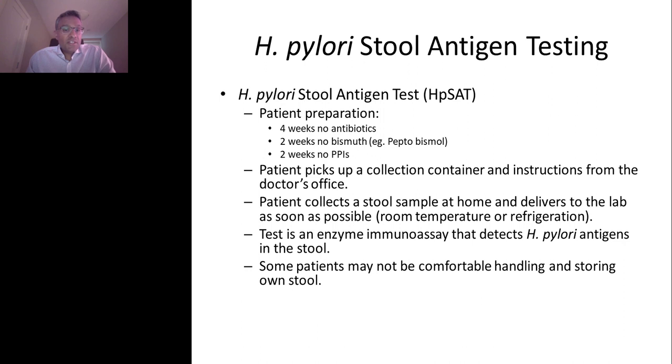H. pylori stool antigen testing is another screening method that's available, and here again, there are patient preparation steps: 4 weeks of no antibiotics, no bismuth products for 2 weeks, and no proton pump inhibitors for the same amount of time. The preparation is simple, however, because the patient essentially takes home a collection container and instructions from the doctor's office and collects the stool sample and delivers it to the lab as soon as possible, ideally within 8 hours, or if there are any delays, the sample would have to be refrigerated and brought in within 72 hours.